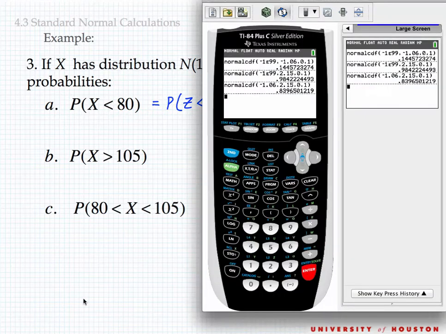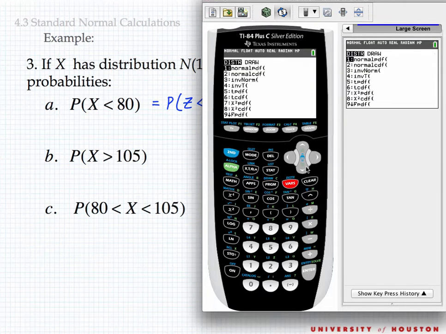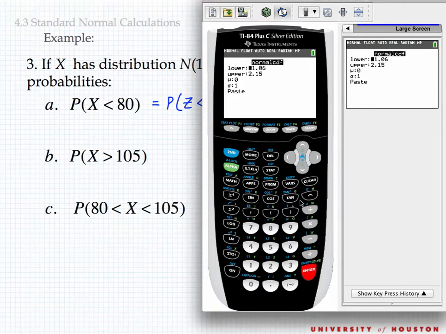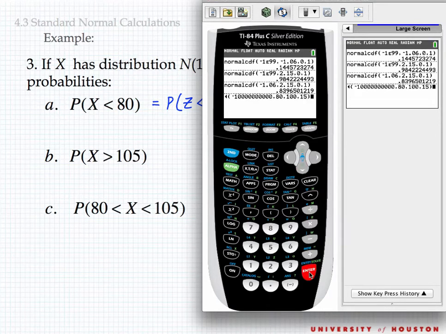Now again, in the calculator, I don't have to standardize it. This is a less than, so my lower limit would be some very small number. My upper limit is 80. My mean is 100. And my standard deviation was 15. Slightly off from my standardizing.